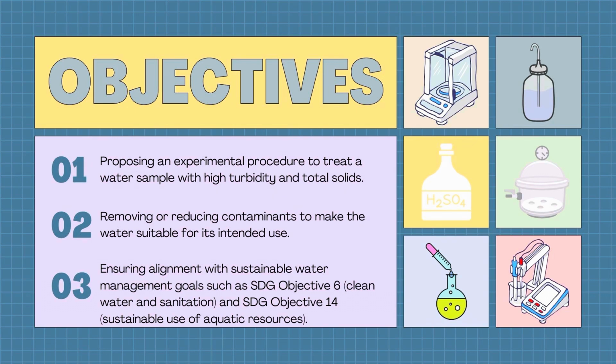The objectives of this mini project are to propose an experimental procedure to treat a water sample with high turbidity and total solids. Next, removing or reducing contaminants to make the water suitable for its intended use. Lastly, ensuring alignment with sustainable water management goals such as SDG Objective Number 6, Clean Water and Sanitation, and SDG Objective 14, Sustainable Use of Aquatic Resources.